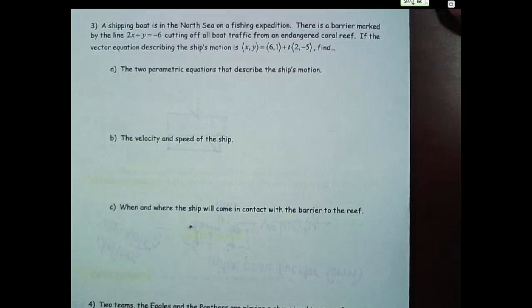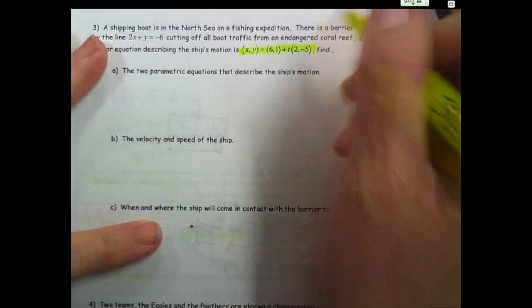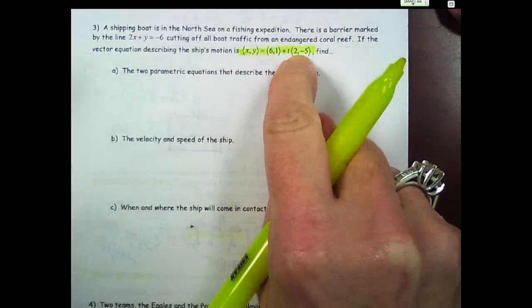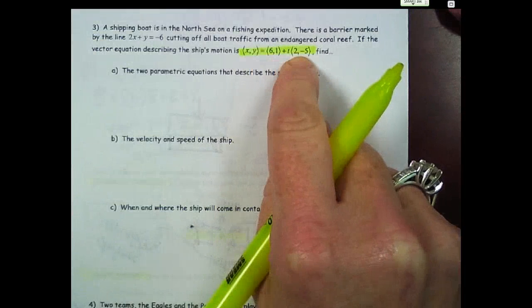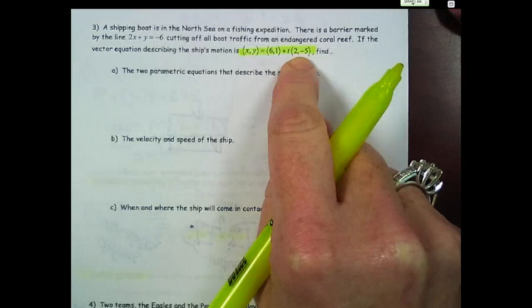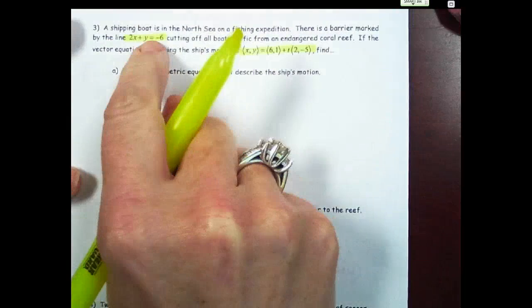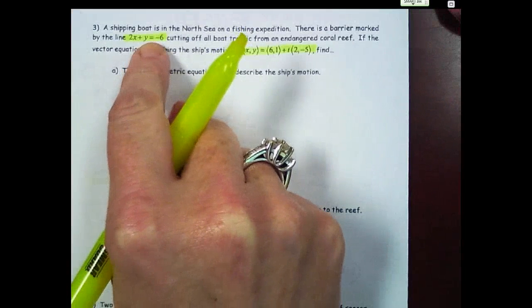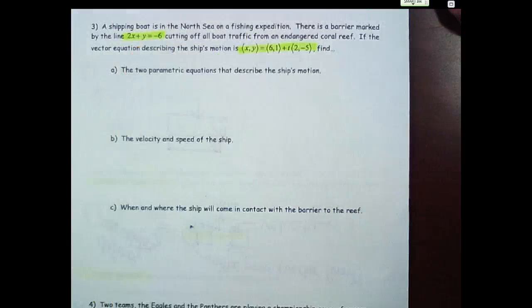Now, it gave us a parametric equation, in other words, a route on which your ship is traveling. So that you understand it better, it means I'm starting at 6, 1, and I'm traveling right 2 down 5, right 2 down 5. You got that? And along this line somewhere, the coral reef is represented by this line. I want to know when the ship is going to be at the coral reef.